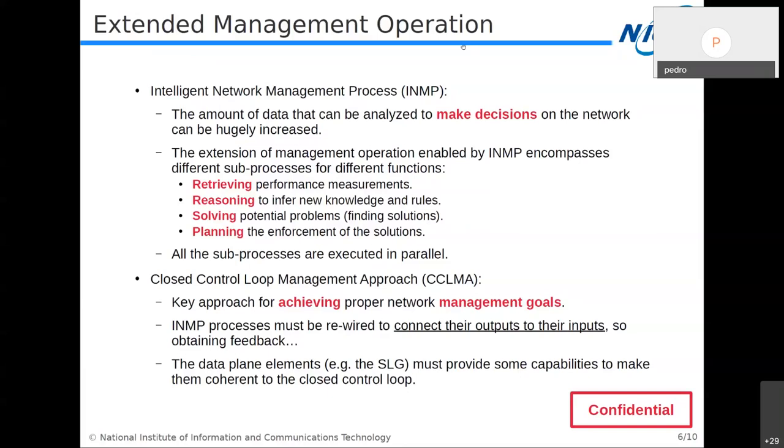We have also been working on what we call the closed control loop management approach. That means that once we have these previously mentioned processes, in order to achieve management goals, we enforce the resulting decisions, and after that we constantly check that the decisions are being effective. So what we do is close this control loop. In one way or another, these processes I mentioned before will be required to connect their outputs to their inputs, in different ways. So some planning will be connected to solving, etc.